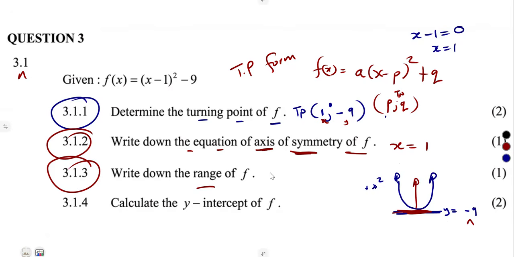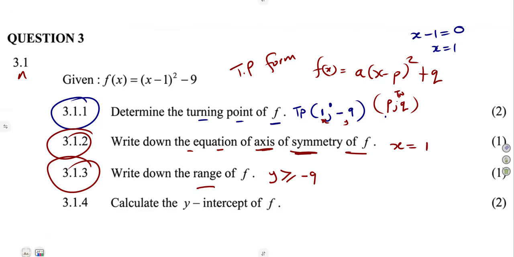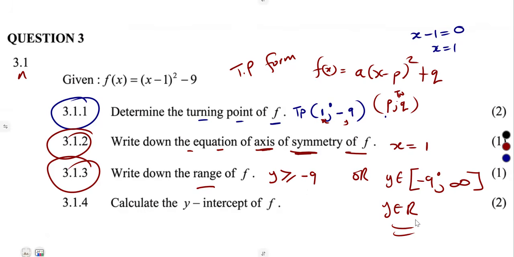So therefore our range y must be greater than or equal to -9. The -9 is part of the function, since it is at the turning point. So this is the condition that you must have. Or we could simply write it as from -9 going up to infinity, it does not end. And this y must be any real number. The range is the y values from the turning point.